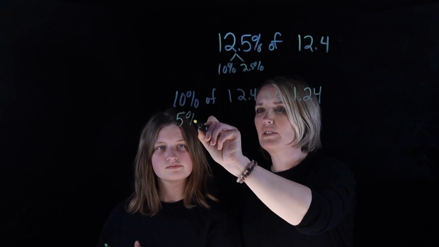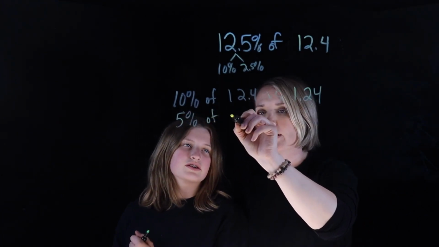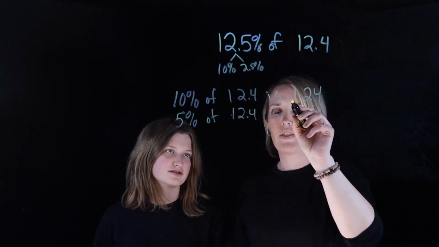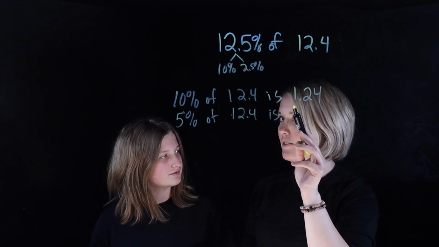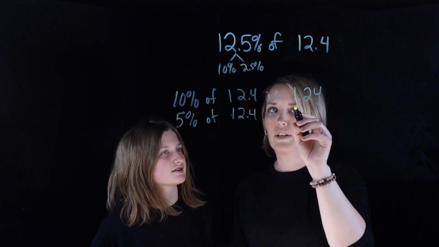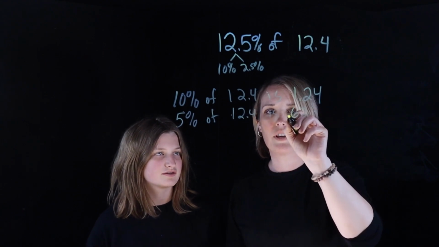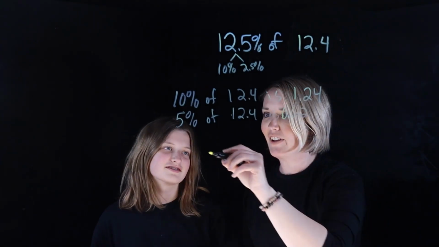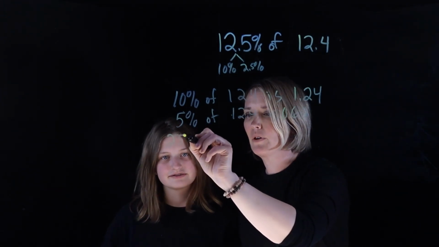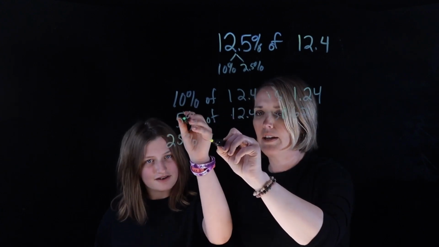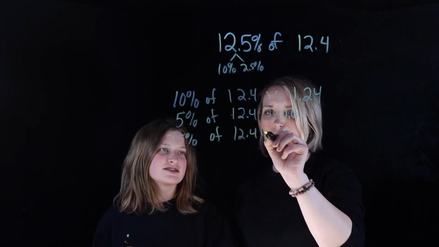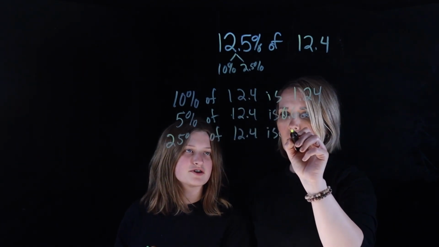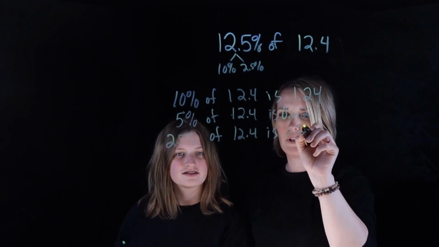Okay, 5%, now that you have 10%, is really easy. It's just half of it, so it's 0.62. And that's because you're thinking about this in terms of money, right? $1.24 divided by 2 would give you 62 cents. Put that 0 there. Okay, and then we're going to split this once more to get 2.5%. And the reason we did 5% is because now we just have to split that in half. So what's half of 62 cents? 31 cents, so 0.31.